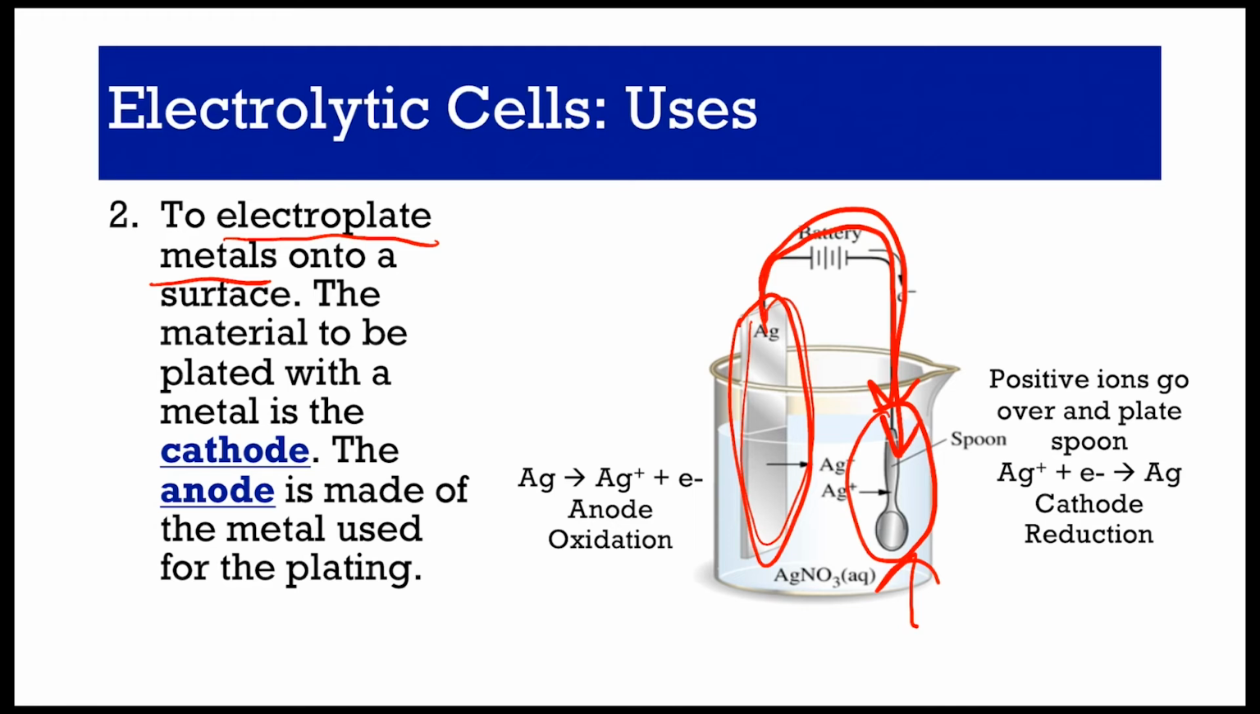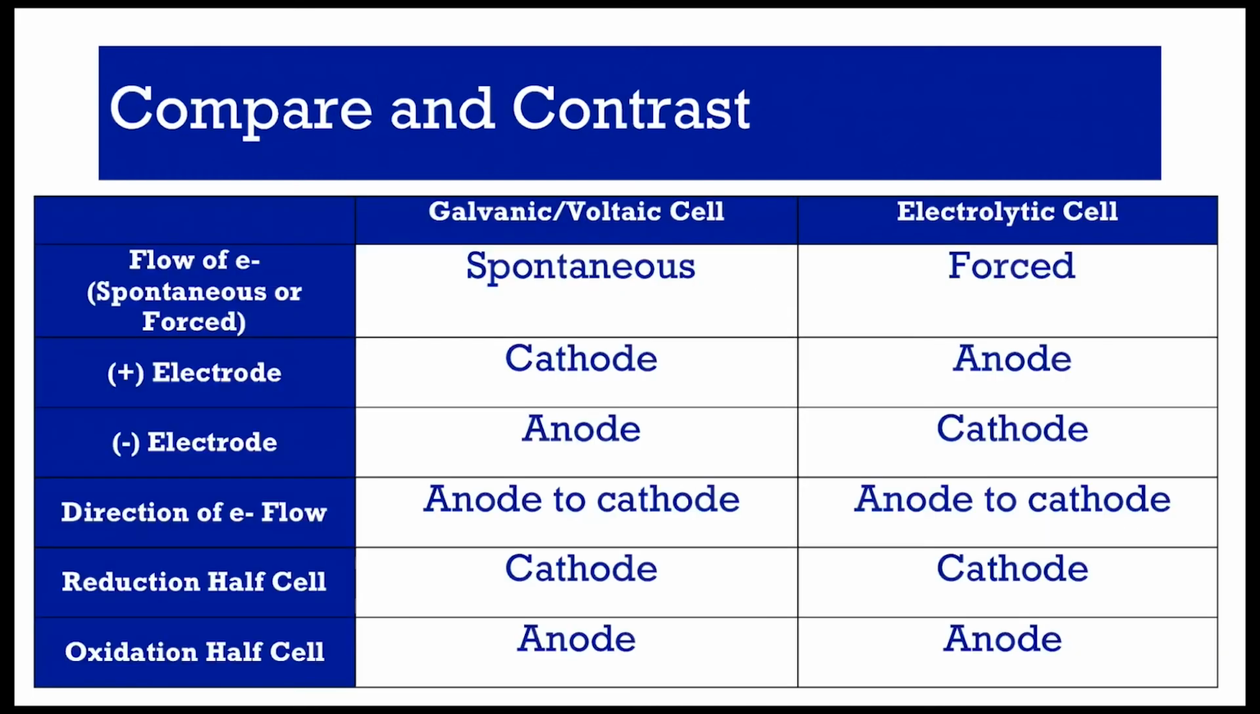So again, the cathode is that random object, whether it be the spoon or the key, something that's being plated with another metal. So just to wrap up and compare and contrast these two things. Voltaic or galvanic cells, those mean the same thing, and electrolytic cells have some similarities and some differences. So the flow of electrons, whether it's forced or spontaneous: a voltaic cell is spontaneous, meaning it happens on its own. Once that switch is connected and the circuit's complete, everything just moves. The electrolytic cell is forced. Because you're moving from positive to negative, you need to force those electrons off and move them.